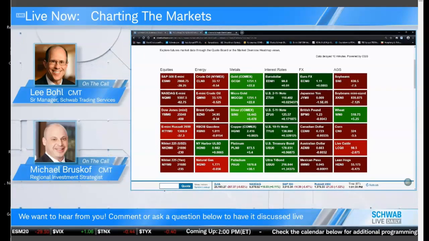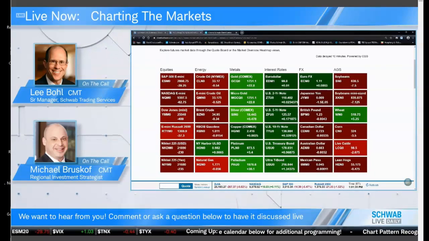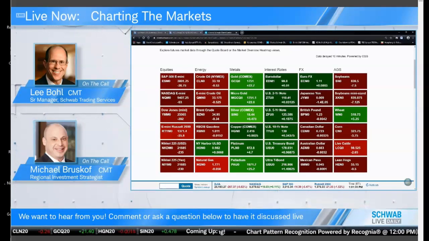Okay, also there's really no inflation. We had the PCE core price index. That's the one the Fed follows. It dropped, so there's no inflation out there, at least at the moment.